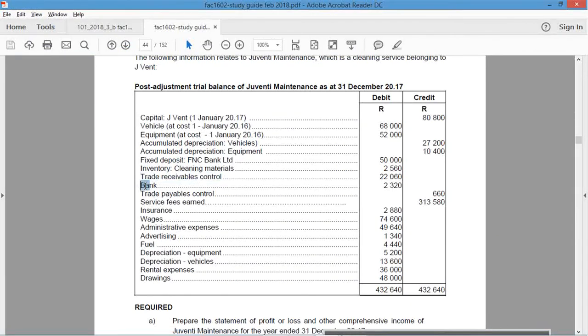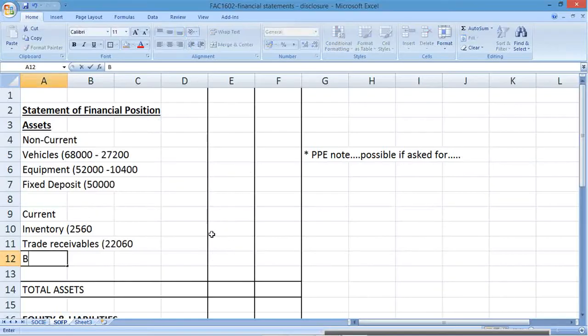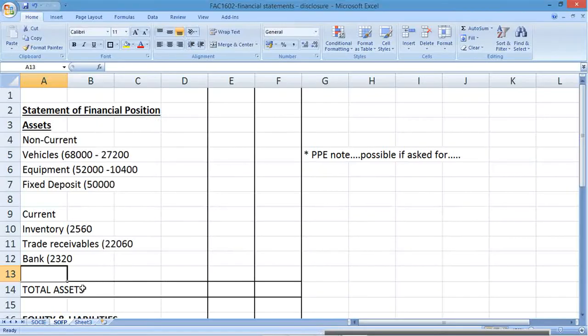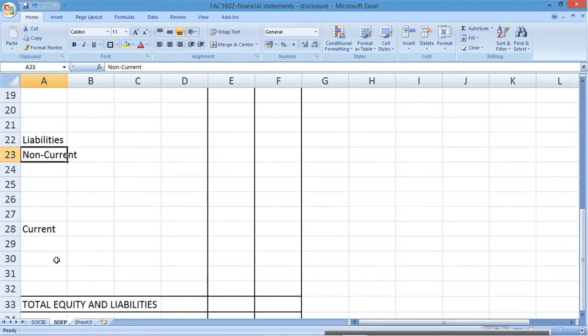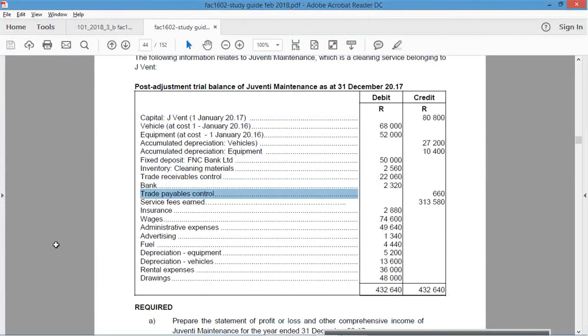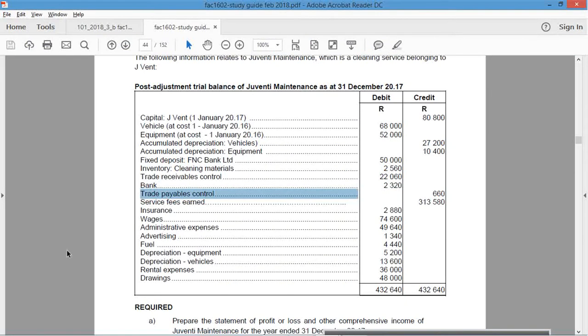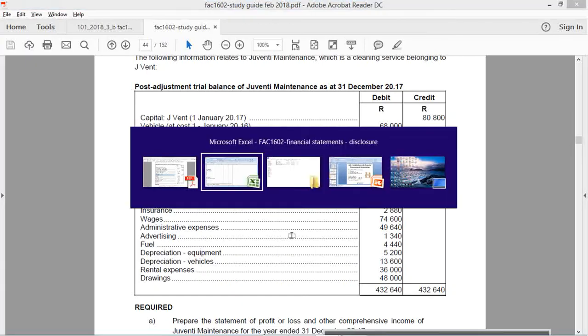Good. Then bank is also an asset. Good. It's current. So it's 2320. Then trade payables is a liability, and it's a current liability. Good. 660. That was trade payables. This one? Service fees earned is income. Good. Where does it go? Statement of comprehensive income. So good.